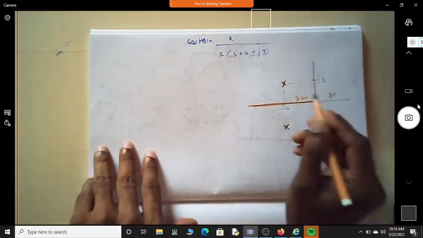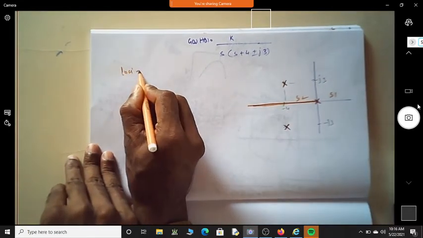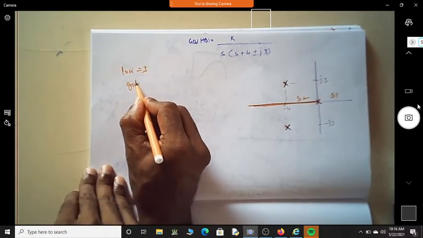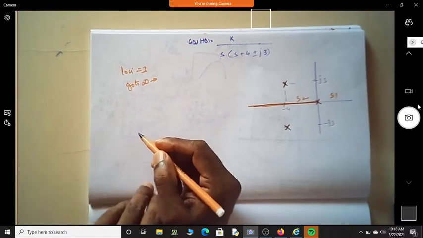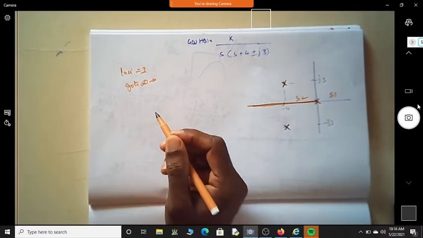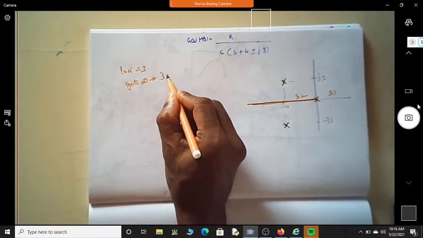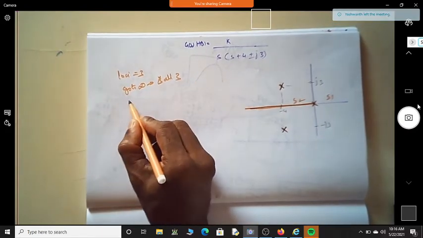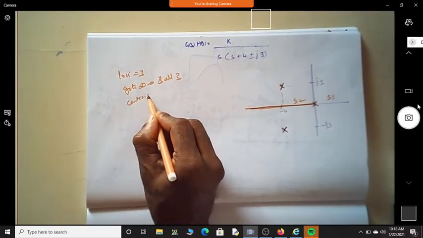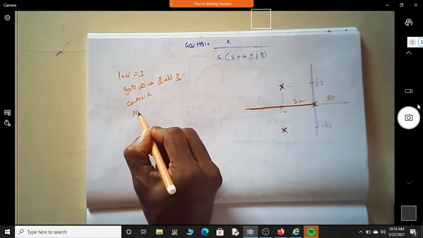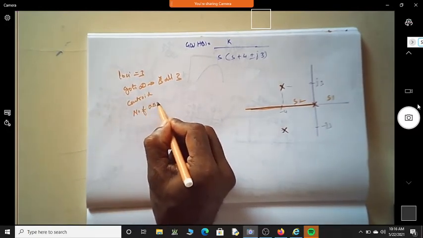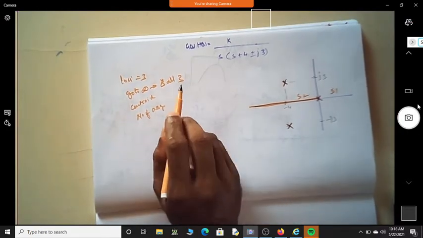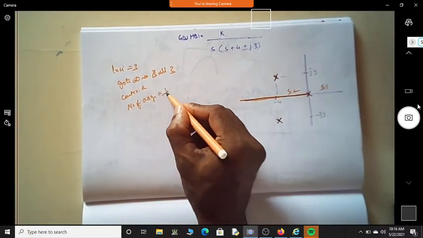How many poles are there? 3. How many will go to infinity? All 3 will go to infinity. And the centroid, or number of asymptotes, because as many loci go to infinity, that many asymptotes we will have. The number of asymptotes is 3.